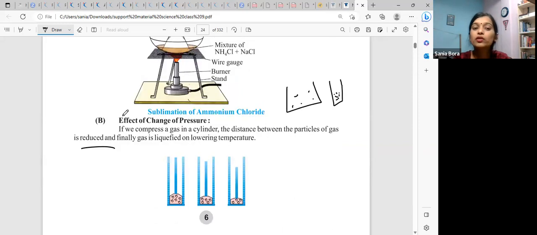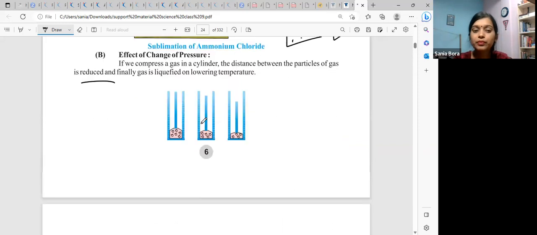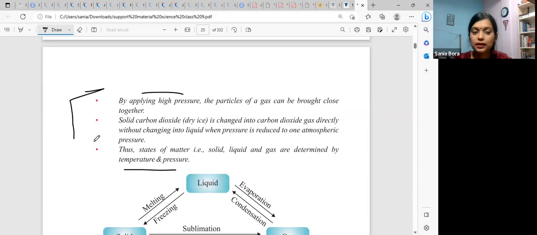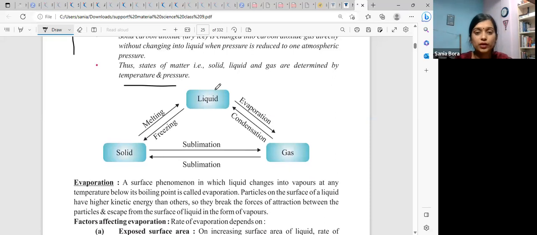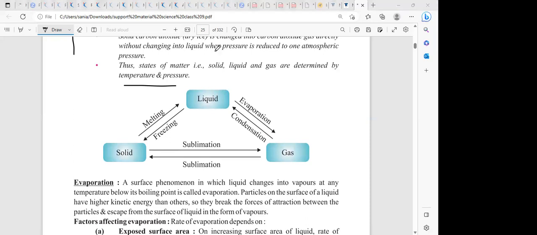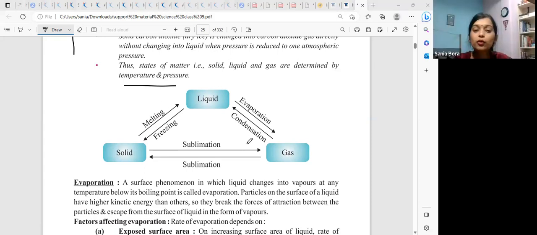Okay. So you will write the heading, effect of change in pressure, and then you will write these 2 points. Clear? And then you will draw this. Over here, what is happening? You can convert this liquid into gas with the help of evaporation. And after that, from this gas and solid, if you convert gas into solid, it is sublimation; solid into gas, sublimation; solid into liquid, melting; liquid into solid, freezing. Clear?